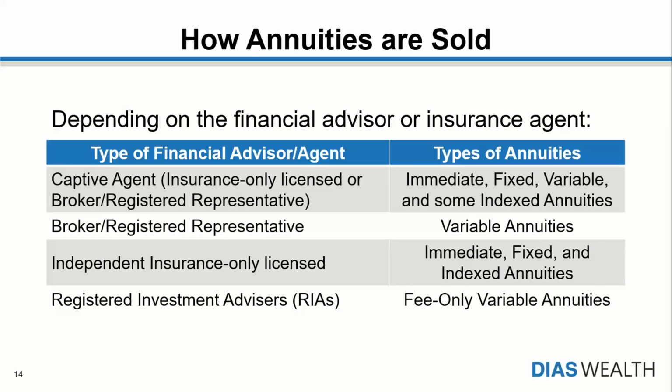Then you have your independent insurance only license. They typically will sell immediate, fixed, and indexed annuities. Because they are only insurance licensed, they will not get into the variable annuity market. The problem with the independent insurance only license, I know that sounds very good, but a lot of times with agents, especially, there's a laziness component, and they only get caught into 1 or 2, 3, or maybe 4 insurance companies. And those are the go-to ones all the time.